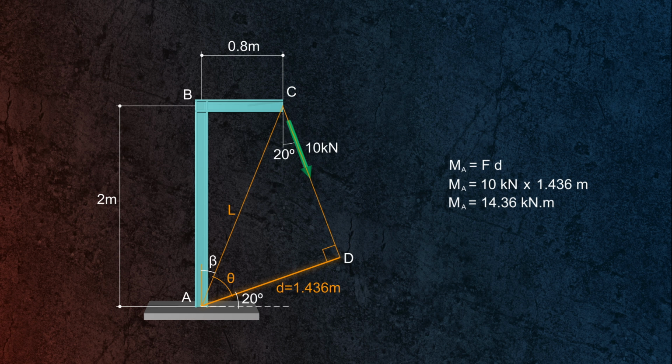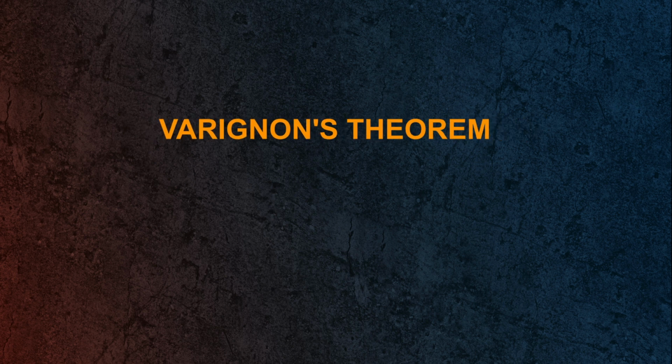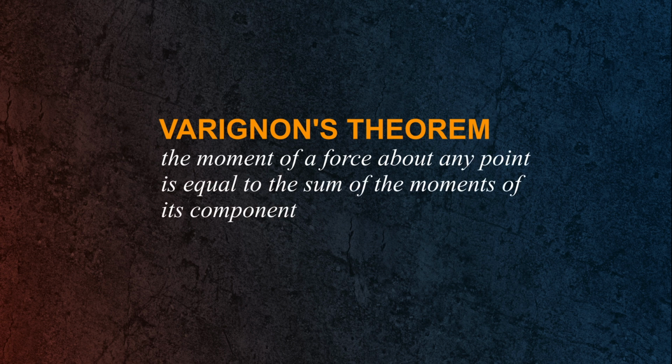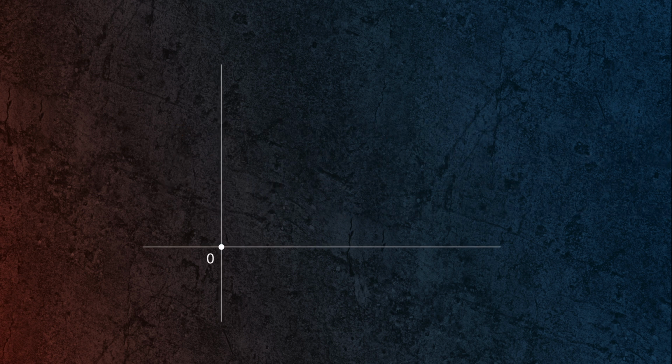But there's actually a better and much simpler way to find the moment at point A, by using Varignon's theorem. Varignon's theorem states that the moment of a force about a point is equal to the sum of the moments of its components about the same point. So let's say we have a diagonal force that passes through the point HK, and we need to find the moment at point O.